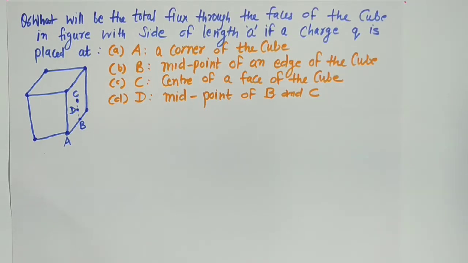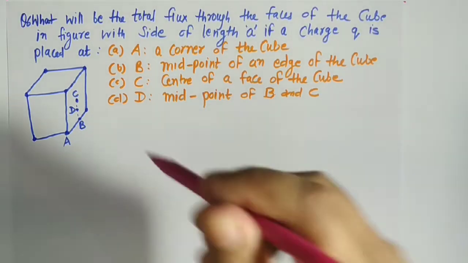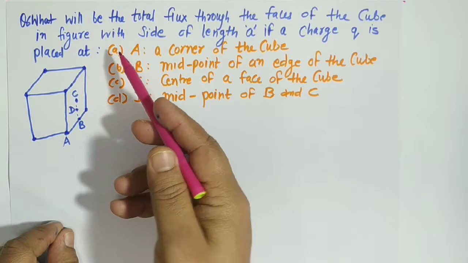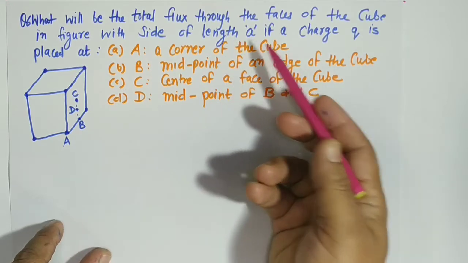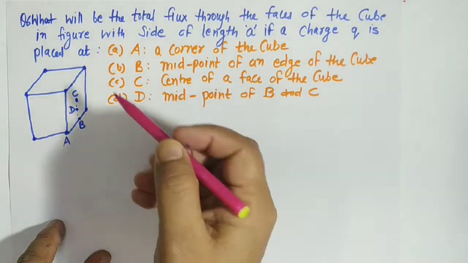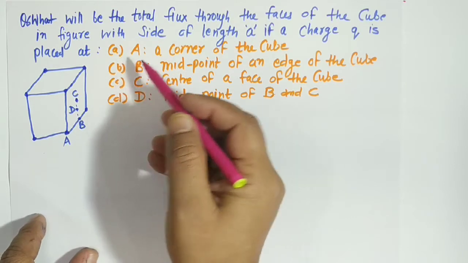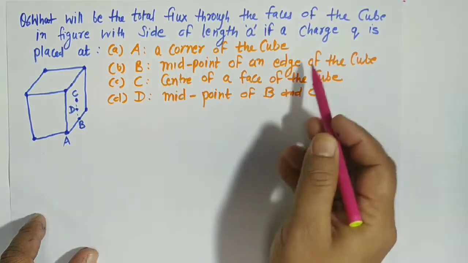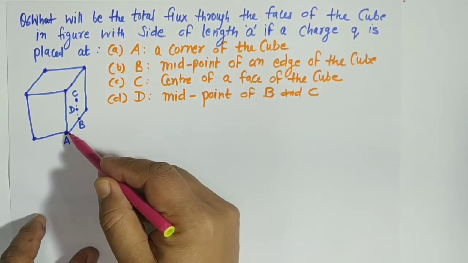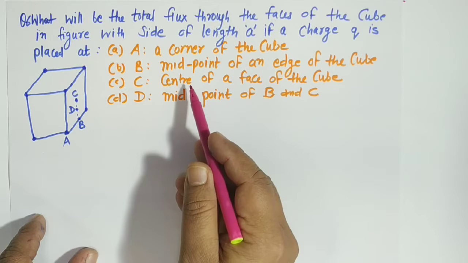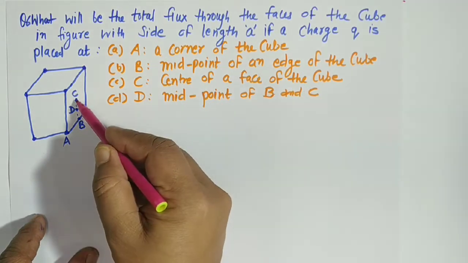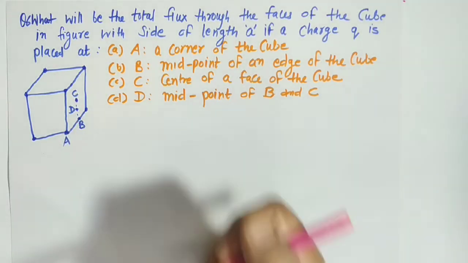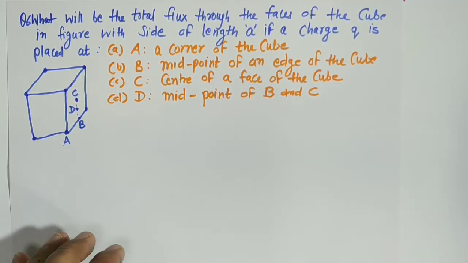Now question number 6. What will be the total flux through the faces of the cube in the figure with side of length A if charge q is placed at, and there are four things given. A, it is at the corner of the cube. B, midpoint of an edge of the cube. C is the center of the face of the cube. And D is at the midpoint of B and C. So we have four cases here. Now one by one we will discuss.